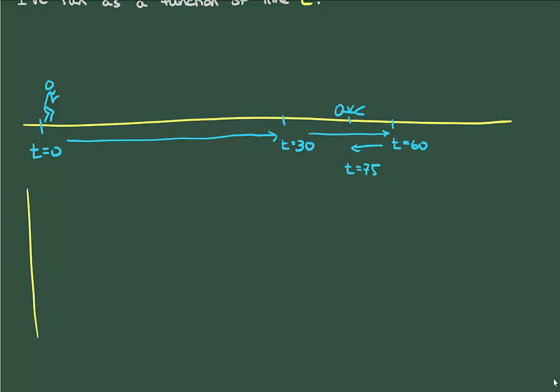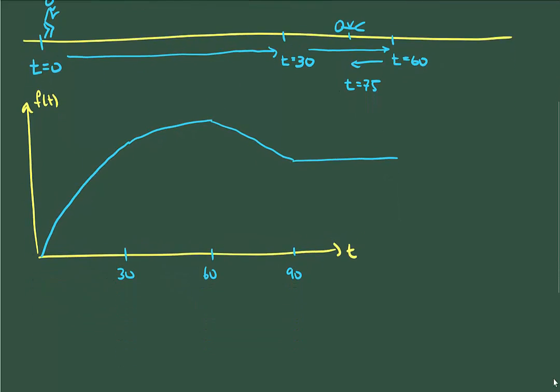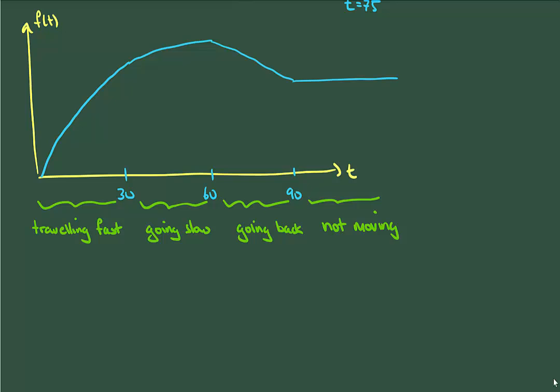Let's graph how far I've run as a function of time. I'm moving quickly for the first 30 minutes, slower for the next 30, backwards for the next 15, and then I'm not moving at all. If we look at this graph, we can qualitatively describe some of what's happening as so. Our goal is to mathematically quantify these terms and to measure how quickly I was traveling.